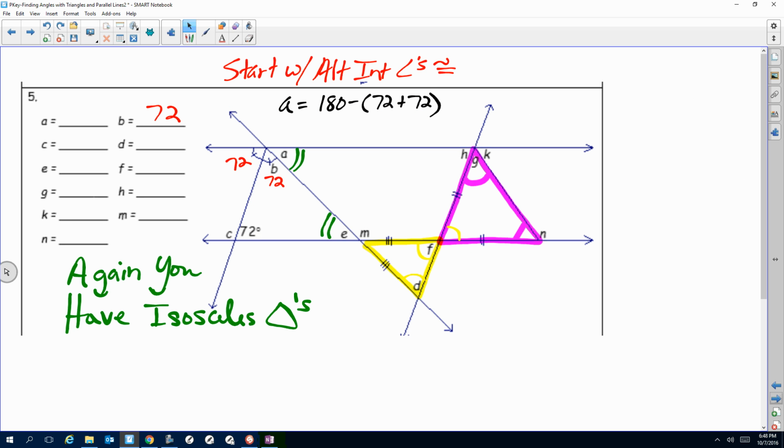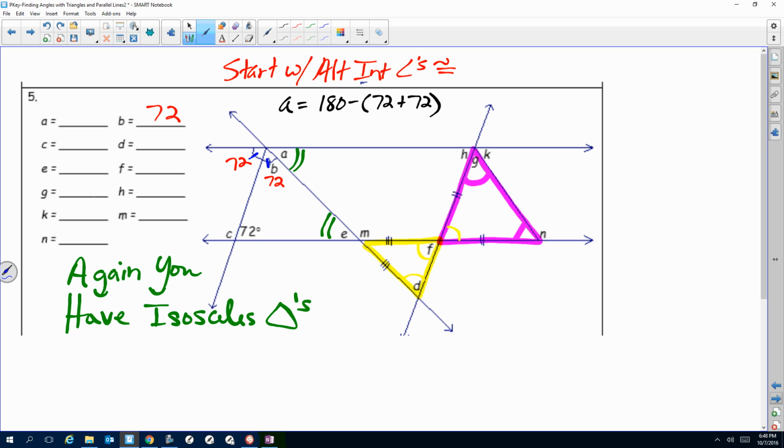All right, on 5, again, we have isosceles triangles. That's my yellow and my purple. Again, start with your alternate interior, which is the 72. Again, you have tick marks to show you have congruent angles. So that's why B is also 72.